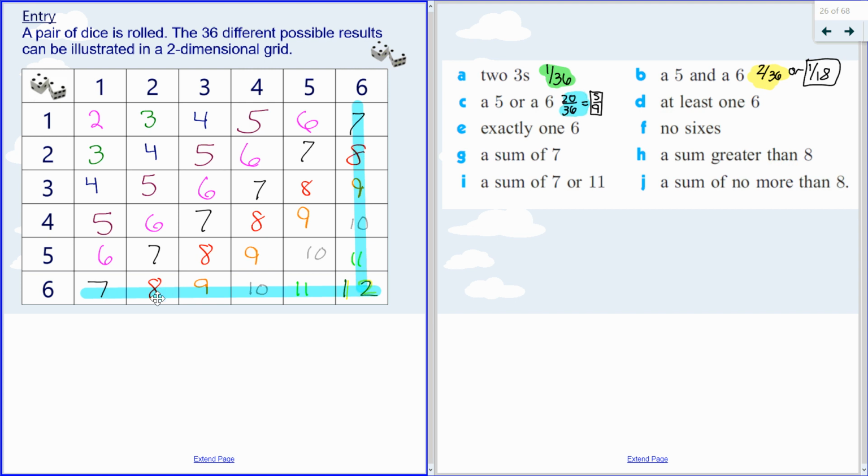This is at least 1 6. This is a 2 and a 6. This is at least 1 6. This is at least 1 6. And this is double 6s. So that's at least 1 6. Here, these are at least 1 6. So all of these rolls are at least 1 6. Here's 6 and a 1, 6 and a 2, 6 and a 3, 6 and a 4, 6 and a 5, at least 1 6. Okay, so if I count it up, I have 1, 2, 3, 4, 5, 6, 7, 8, 9, 10, 11, 11 out of 36.